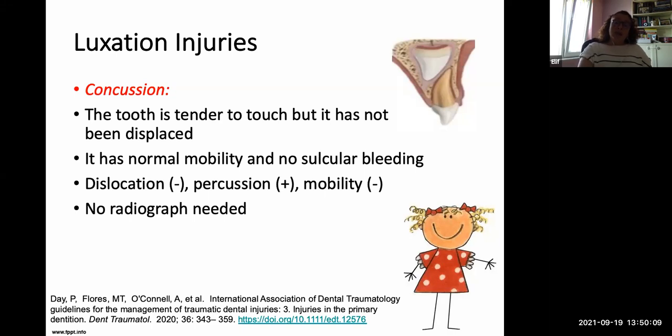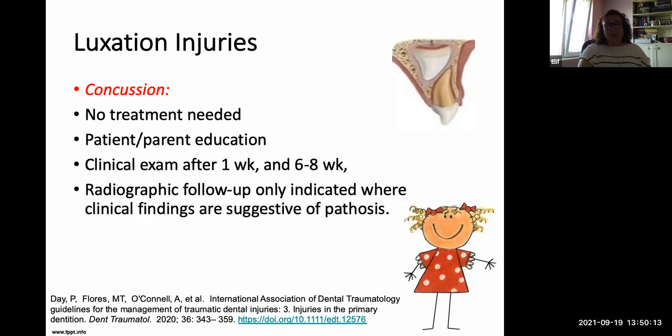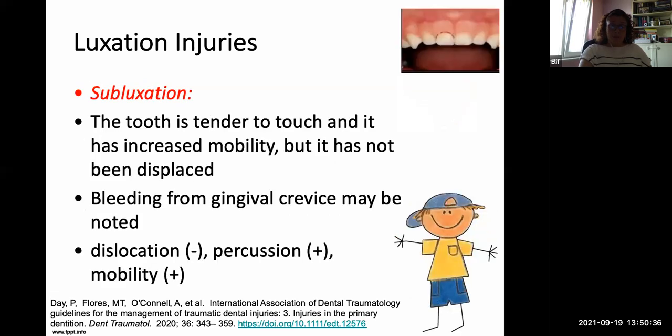So no radiography is needed in these patients. So there is no treatment needed, but of course, patient or parent education is important. Clinical examination to 8 weeks for follow-up is important. Radiographic follow-up is only needed if we're suspicious of any pathosis.